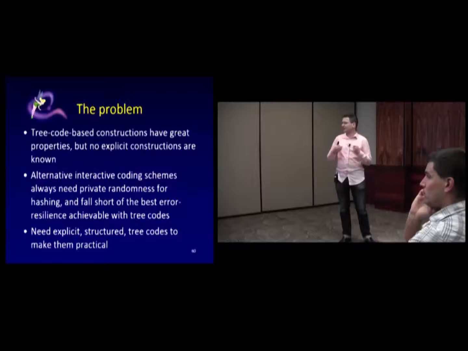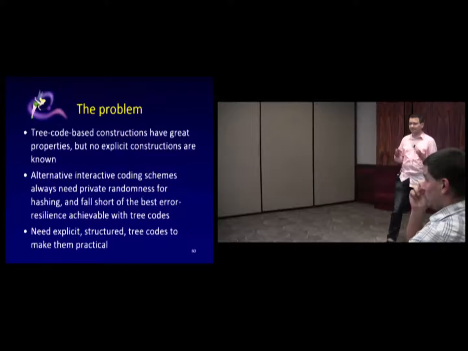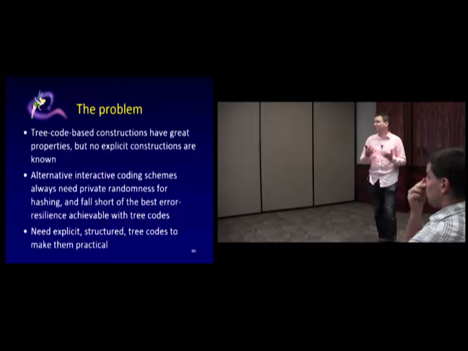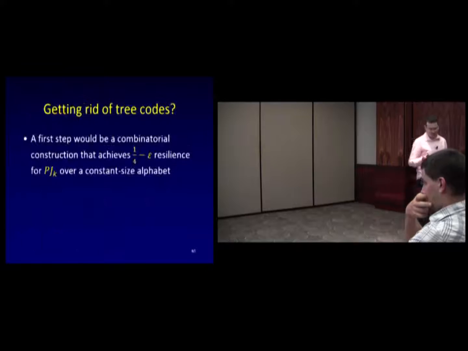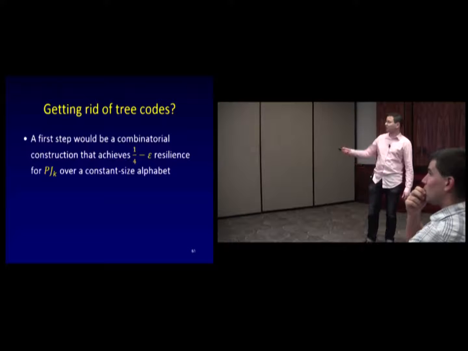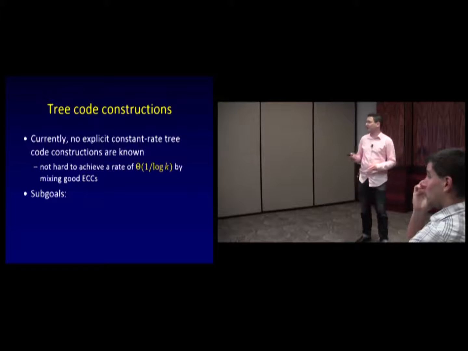And again, in terms of constructing tree codes, it's one thing to make them explicit, but it's not just a matter of making them explicit. By the time you construct them with encoding and decoding, it will teach us something more, so they'll be more structured and it will move the field forward. As I said, alternatively, get a combinatorial construction that achieves the optimal resilience for pointer jumping.